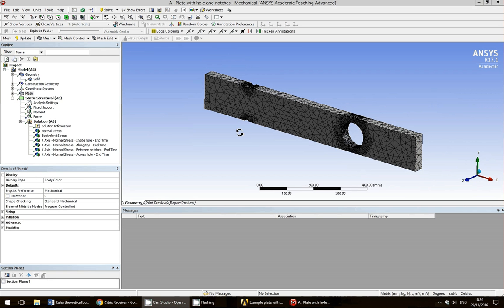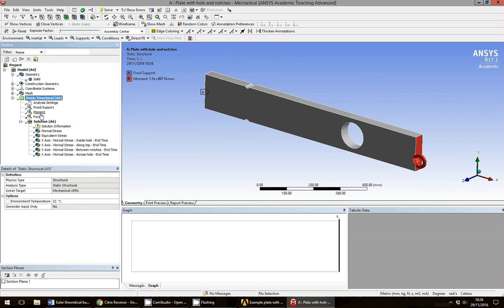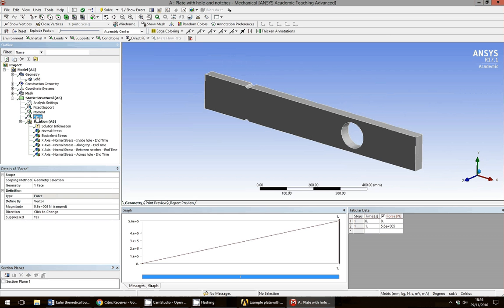In previous videos, I showed how to do a static structural analysis of this flat steel bar with a hole and two notches in it. We saw how to refine the mesh. There's a cantilever, so there's a fixed support here. There's a moment there. There was an axial force, also in tension, and various solutions. In this video, I want to show how to add on a buckling analysis to this.